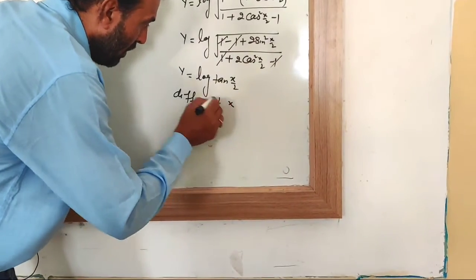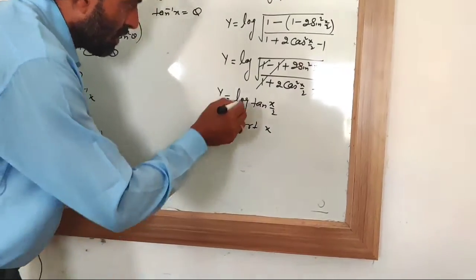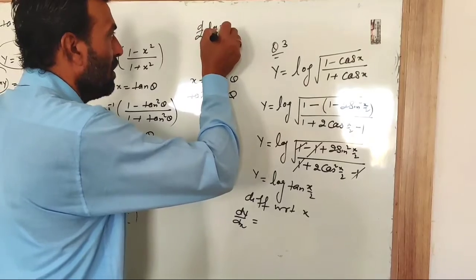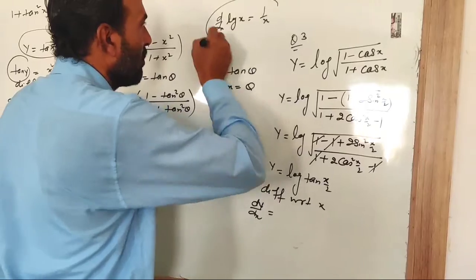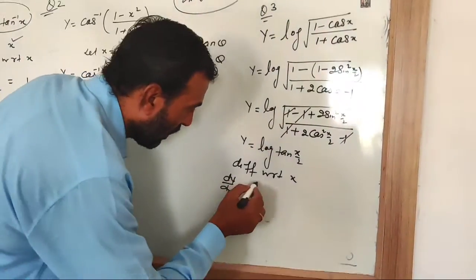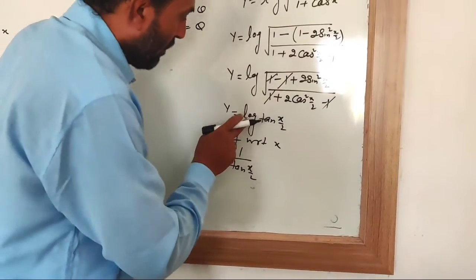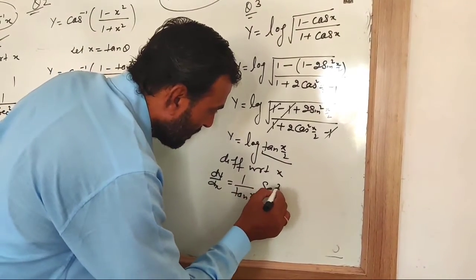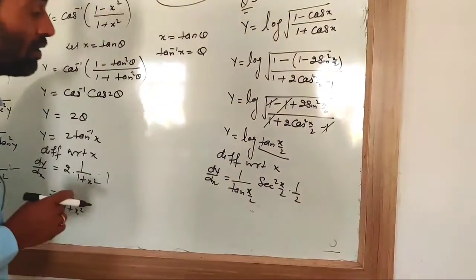Differentiating y with respect to x, we get dy upon dx. The derivative of log x, as I mentioned in the previous video, is 1 upon x. So the derivative of log is 1 upon tan x by 2, and then after the log derivative we go to tan. The derivative of tan is sec square x by 2, and then the derivative of the angle x by 2 is half. This is the derivative of log tan x by 2.